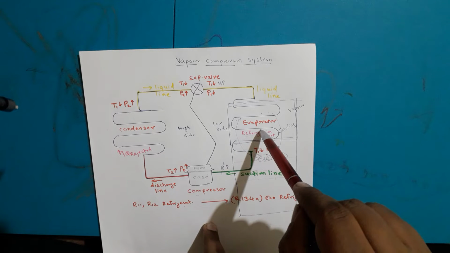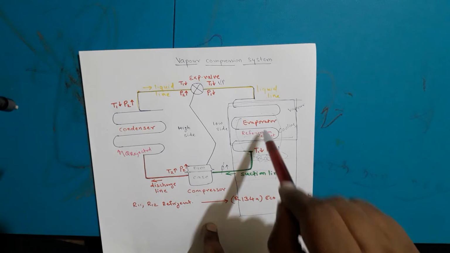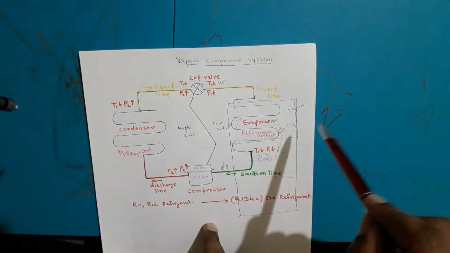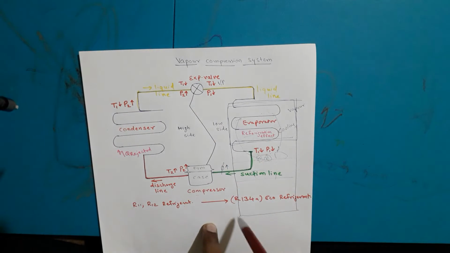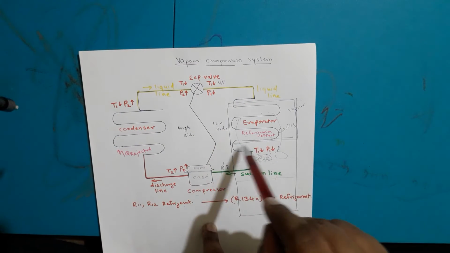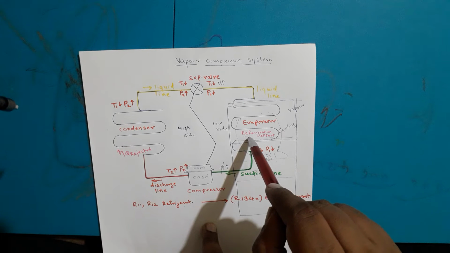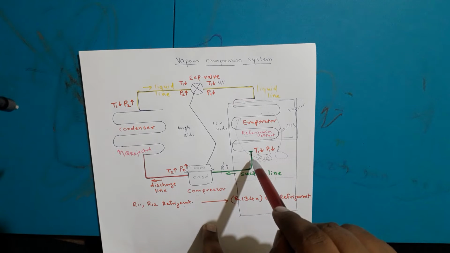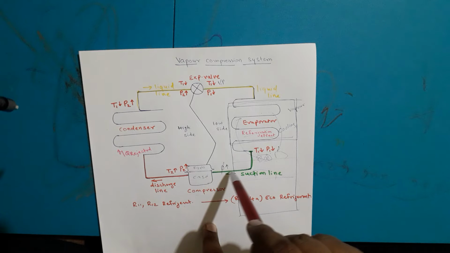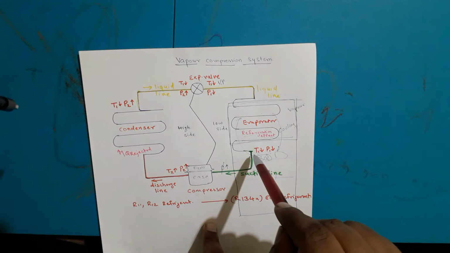Now this is your evaporator. The evaporator is nothing but a space where your refrigeration effect is created. Suppose this is your refrigerator, and the topmost unit is known as the evaporator, where we produce the cooling and get the refrigerating effect. The output of the evaporator is connected to the compressor by means of a suction line, which is colored green.